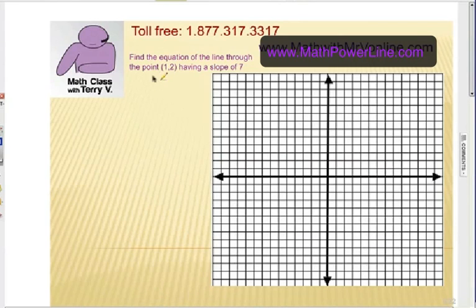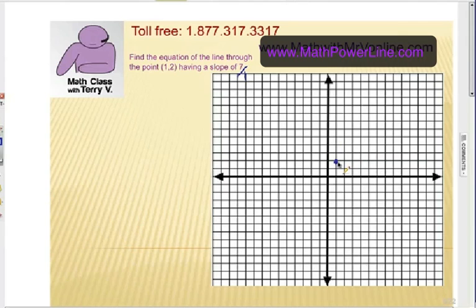Alright, here's our first example. Find the equation of the line through the point 1, 2 having a slope of 7. Okay, well first of all let's locate the point, positive 1, positive 2, and it would be right there. And we have a slope of 7. Now that's really 7 over 1. Okay, think of it as a fraction. So what does that mean?